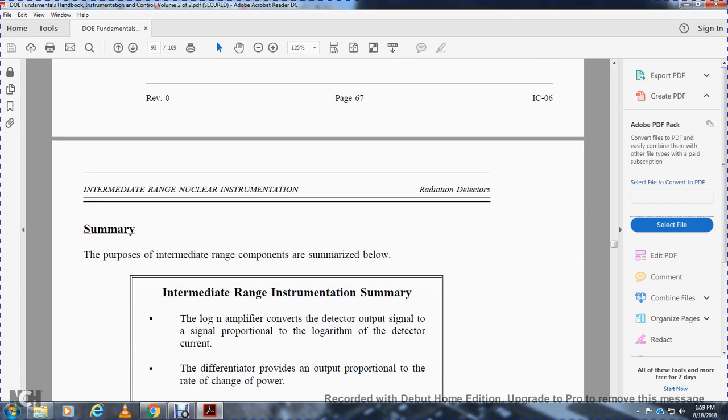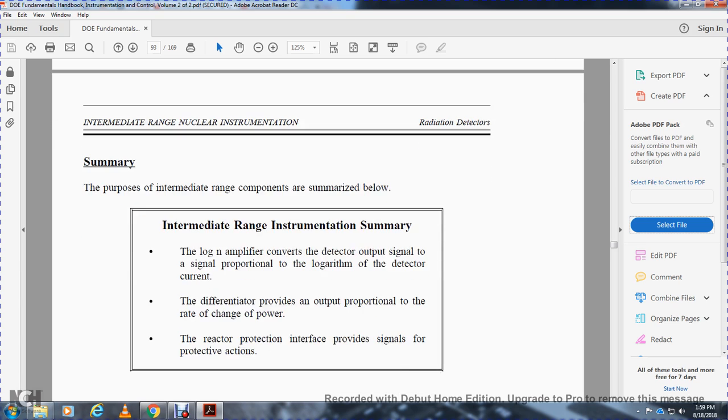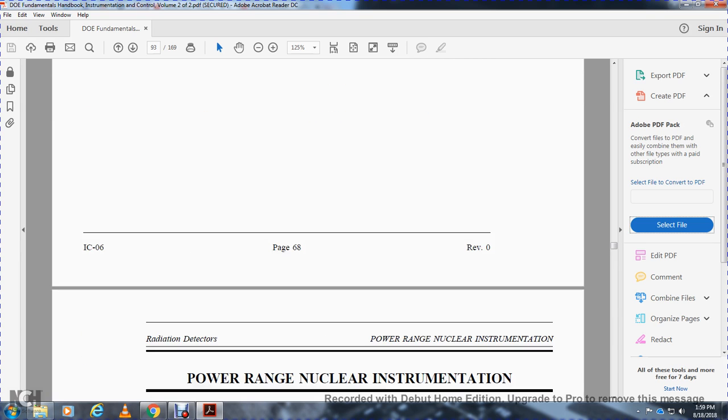Some of the purposes of the intermediate range components are summarized below. The intermediate range instrumentation summary: the log amplifier converts the detector output to a signal proportional to the log of the detector current. The differentiator provides an output proportional to the rate of change of the power. The reactor protection interface provides a signal for the protective actions.